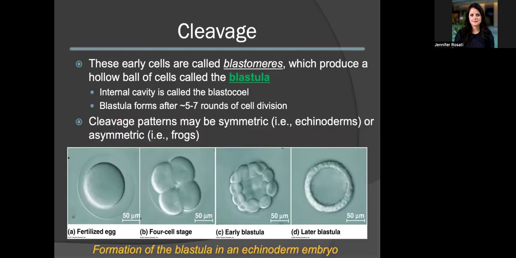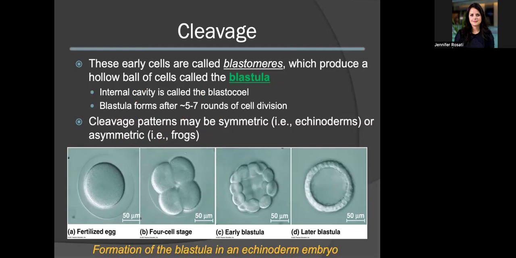The early cells that result through the cleavage process are termed blastomeres. These will eventually arrange themselves to form a blastula. When a blastula forms, there is an internal cavity that is termed the blastocoel. A blastula will form after approximately 5 to 7 rounds of cell division.